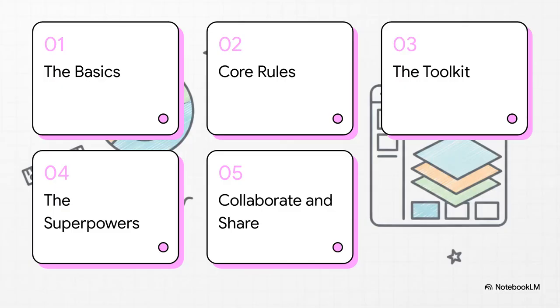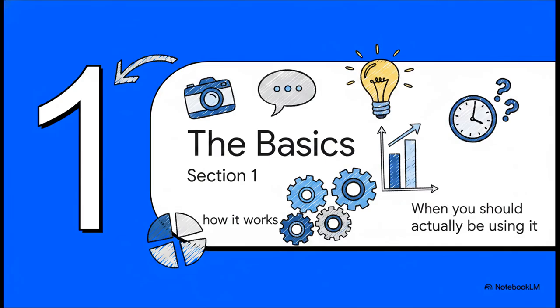Here's our roadmap for today. 1. The basics. 2. The core rules, aka CRAP. 3. The toolkit. 4. The superpowers, like AI and video. And 5. The output. So let's kick things off with Section 1, the basics.